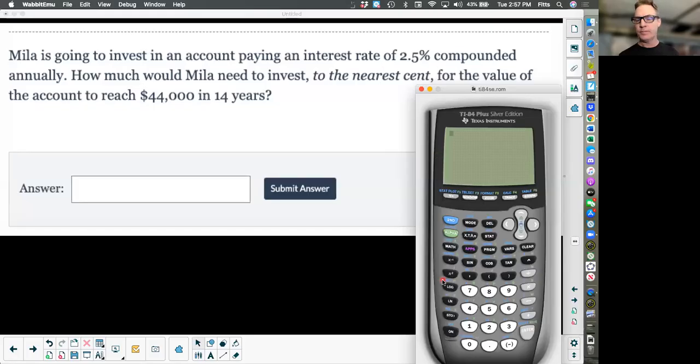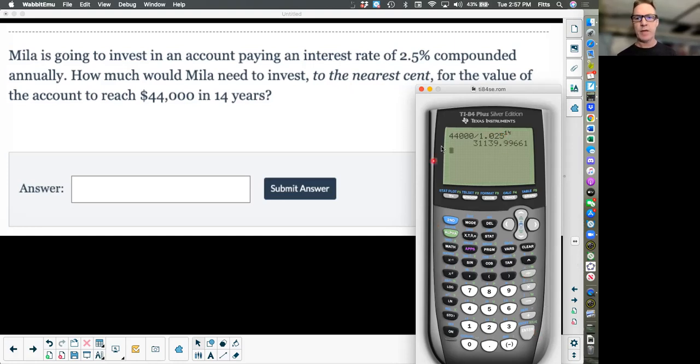Okay, so it is 44,000 divided by 1 point, what was the interest rate? 1.025, right? 1.025, and to the 14th power. Notice I didn't put that in parentheses. That's okay, because this whole number is being raised to the 14th power. You don't have to use parentheses right there.